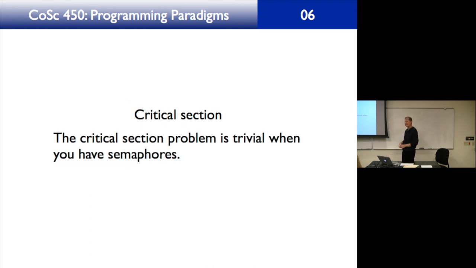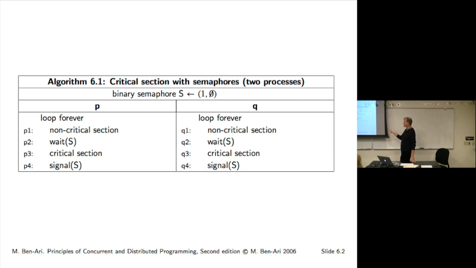Now look, you guys, here's the thing. All that stuff we did with Dekker's algorithm, all that wait, if, while, the turn, and proving that it's correct, I sort of hate to tell you this because we went through all that stuff in so much detail. But look, the critical section problem is trivial when you have semaphores. Watch this. Here's the solution to the critical section with semaphores, with two processes. Look how easy it is.